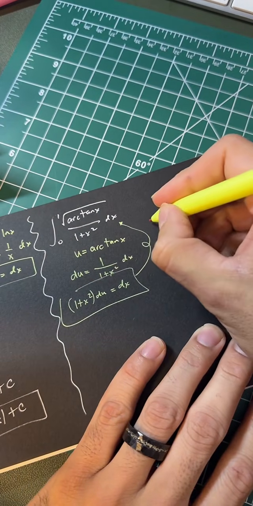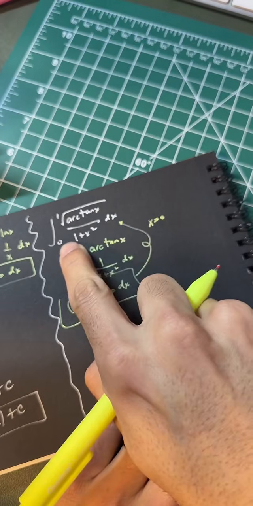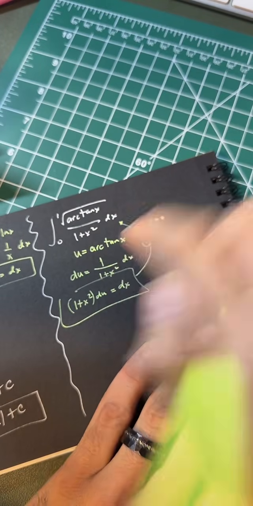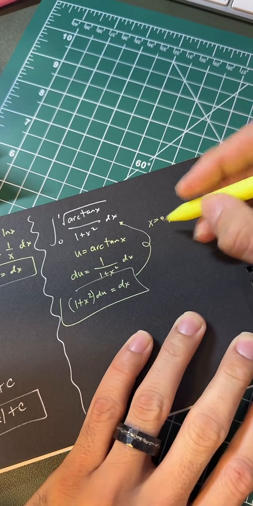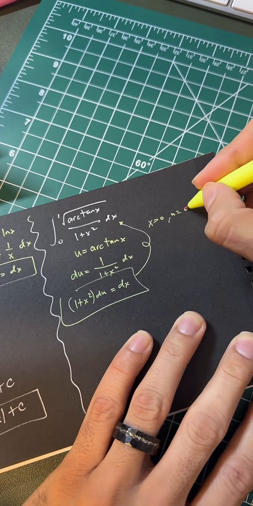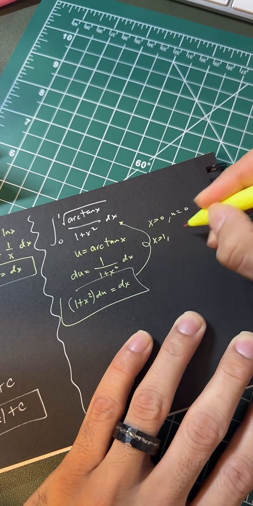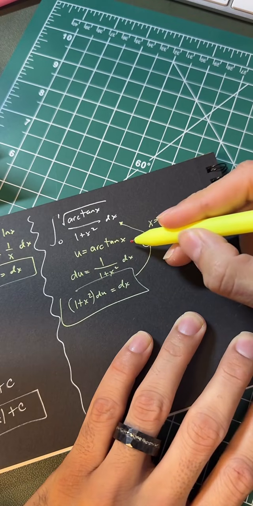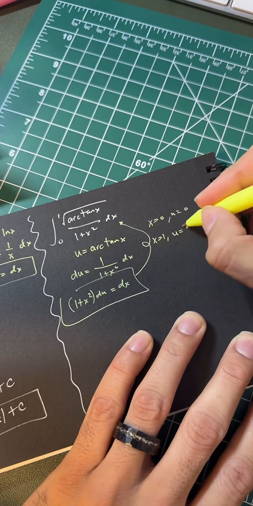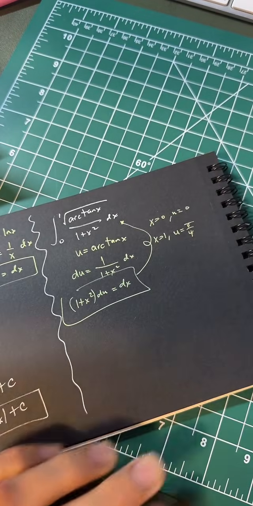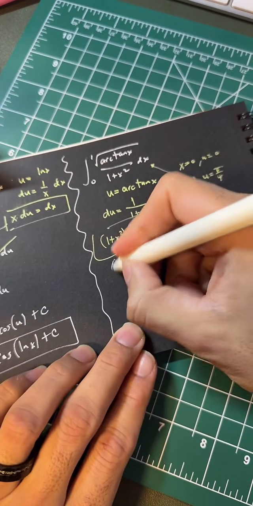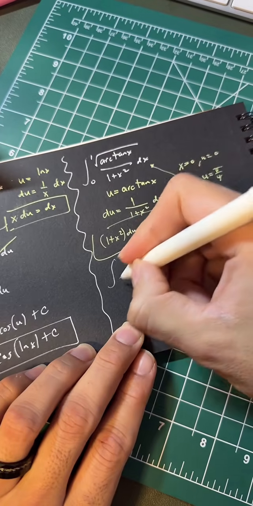Okay, so our bounds. When x is equal to 0, that's the lower bound. We're going to plug in 0 here. u is equal to the arctangent of 0, and that's just 0. And then when x is equal to 1, u is equal to the tan inverse of 1. You can't forget this one. It's pi over 4. So now we have our new bounds and new integral.